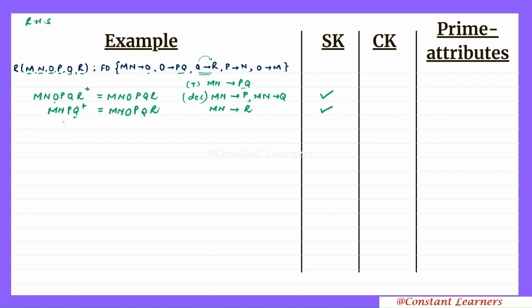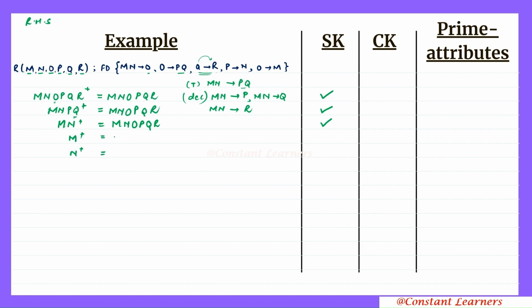So now again, let's omit PQ from here and start with only MN, right? Let's check the attribute closure of MN. MN will determine itself. MN also determines O, right? Then MN also determines P and Q. So here we will also get P and Q. And MN is also determining R, right? So this is also a super key. Now for this to be a candidate key, the proper subsets should not be a super key. That means M and N alone should not be a super key.